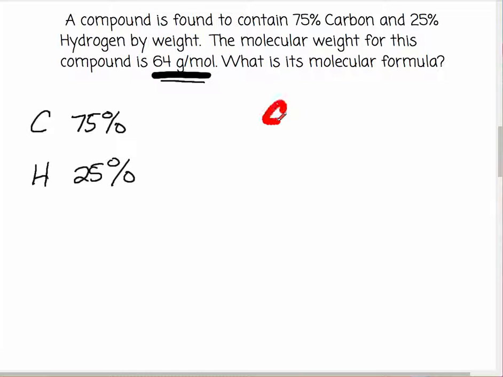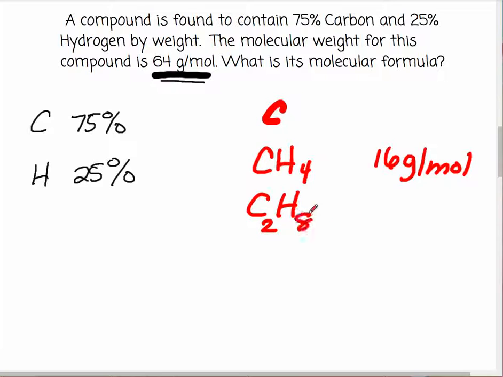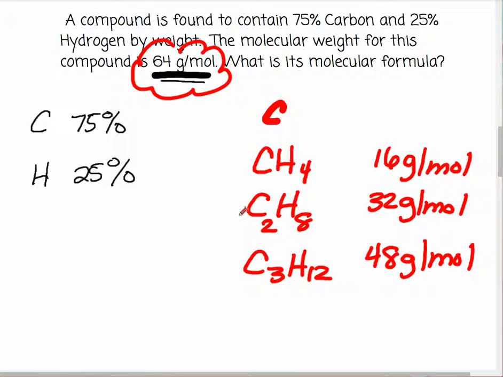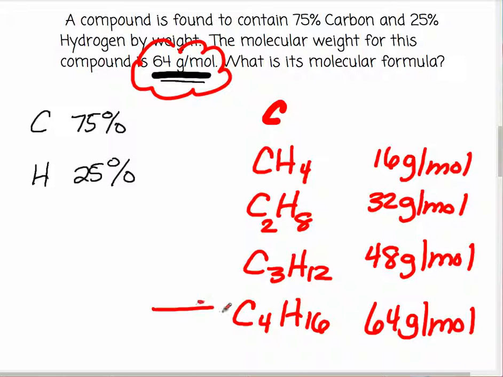So we had CH4, which weighed 16 grams per mole. We had C2H8, which weighed 32 grams per mole. We had C3H12, which weighed 48 grams per mole. And this is where we are. We want 64 grams per mole. So C4H16. Well, 4 times 16 gives us 64 grams per mole. So this is our answer.